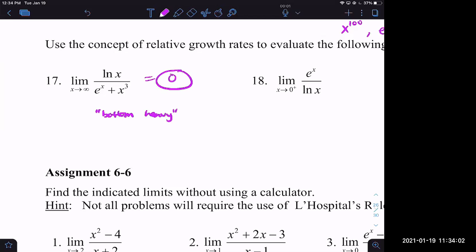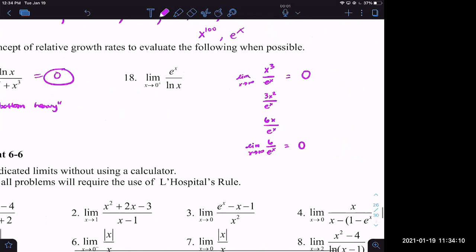So you could have done L'Hopital's rule, but it would have been messy. So if it's an infinity over infinity case, we usually can get by with just relative growth rates. But make sure it's that case.